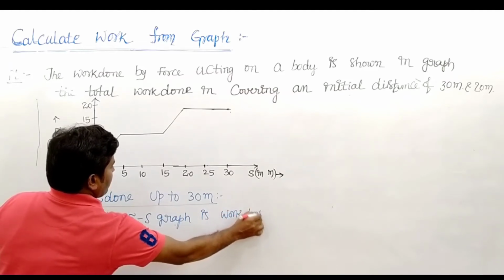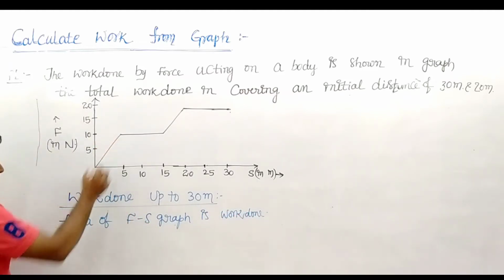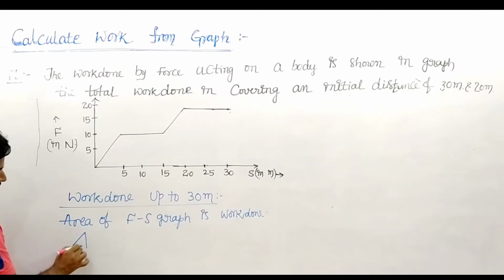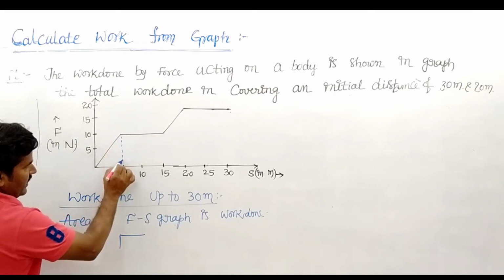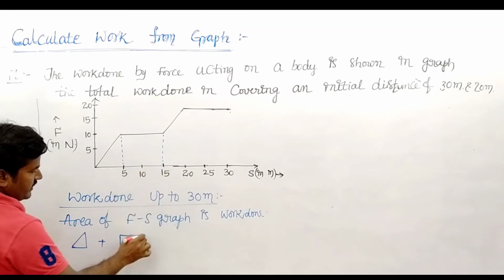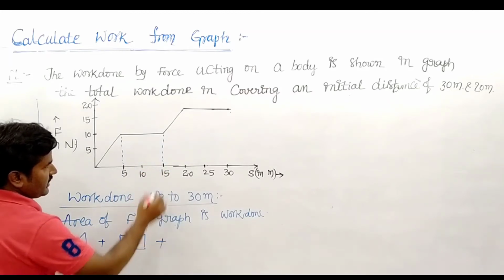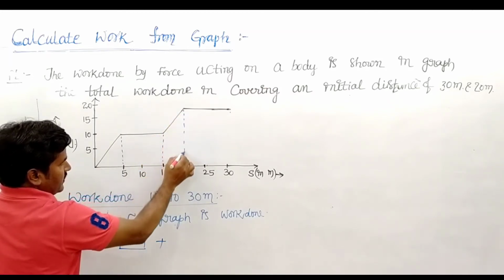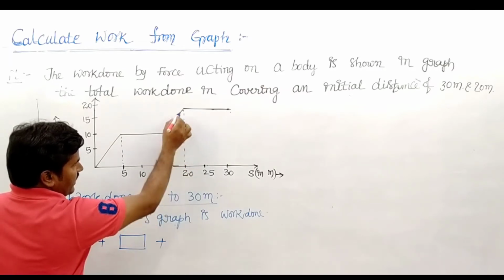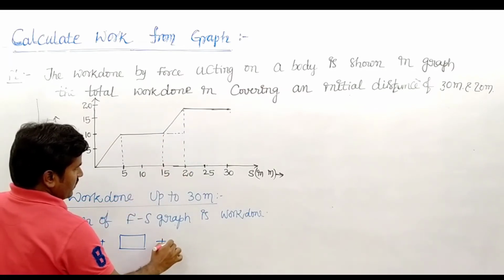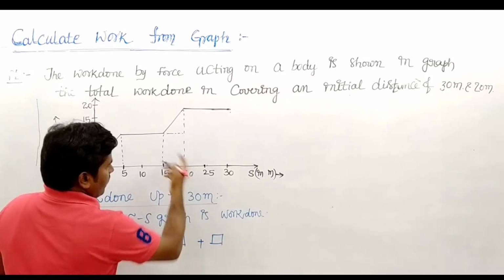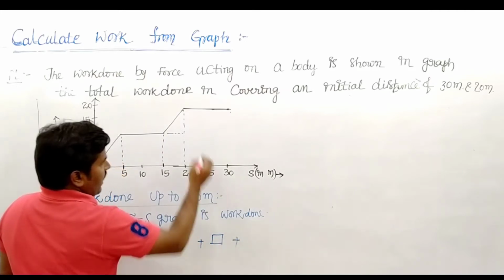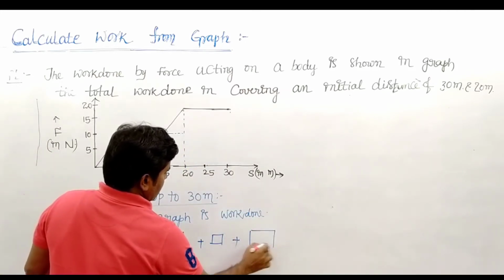So the area of the F-s graph is nothing but the work done. Here this is one triangle, and next it is one rectangle. Then another one is a rectangle, and next it is a trapezium. That means this is one triangle plus a rectangle, and then one more rectangle.